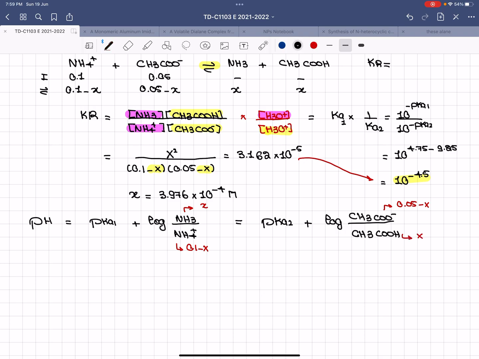Find both of them. Using both of these, you will find the same pH. It has to be the same. It's around 6.85.